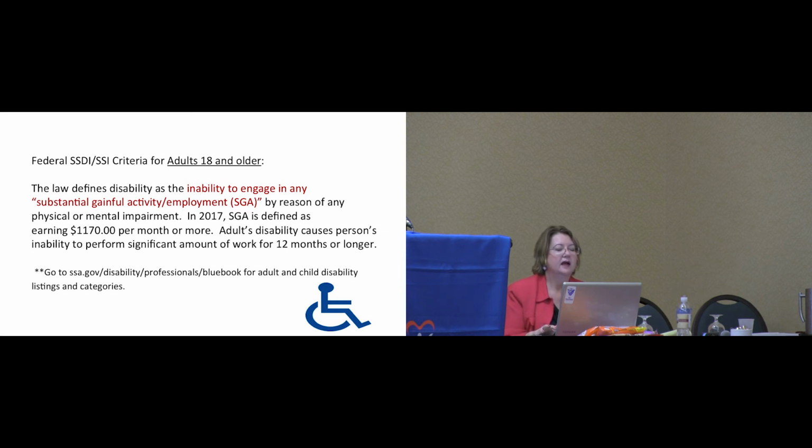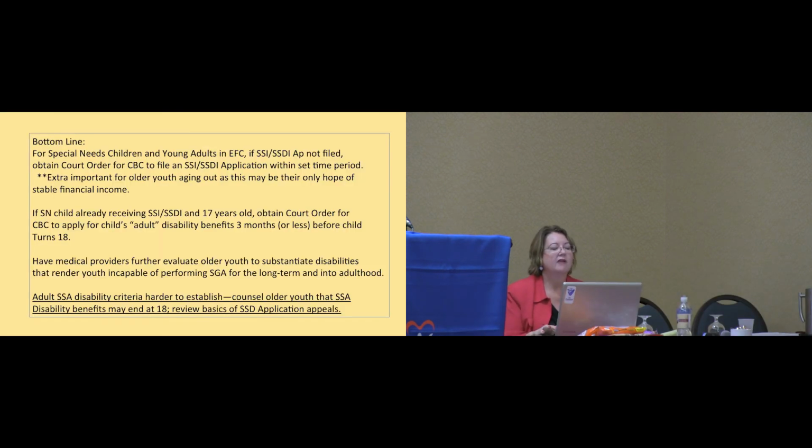Basically, SGA is defined as earning $11.70 per month or more. So if they make more than that, they're probably not going to get approved, and it's a harder standard to prove. You'll have some of your kids who easily got approved for child benefits, and they should be filing their adult application 3 months before they turn 18. So you want to make sure you get those filed if they haven't been filed for your child who is getting ready to age out.